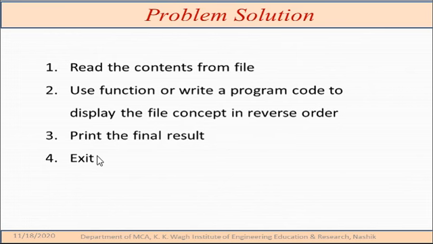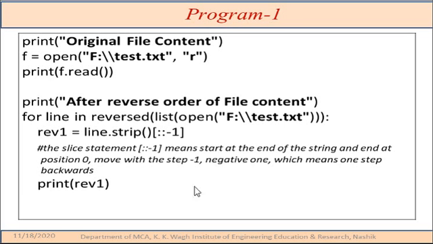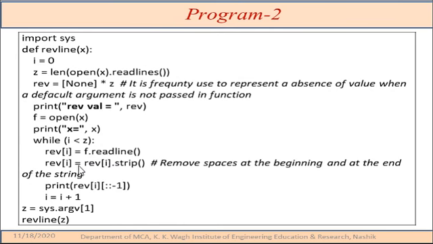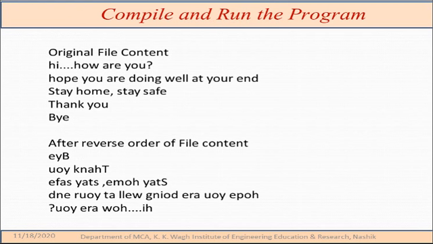So there are 4 steps we can perform for this assignment: read the content from the file, use the functions or write the program code to display that file content in reverse order, print that on the console, and then exit. For performing these, I have demonstrated it in 2 ways. In one, we read the whole value at a single time and print that whole value at once. Whereas, as per our problem definition, the next program reads it line by line, and then we print it in reverse line order.